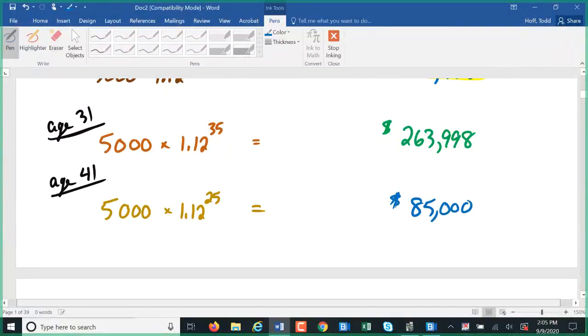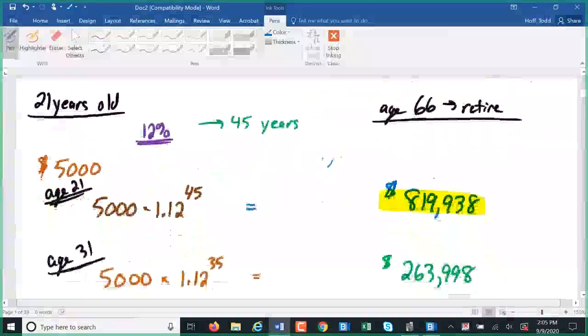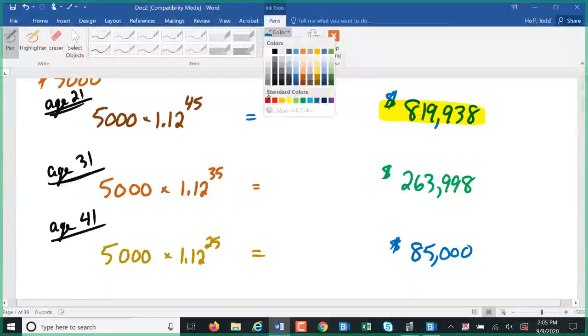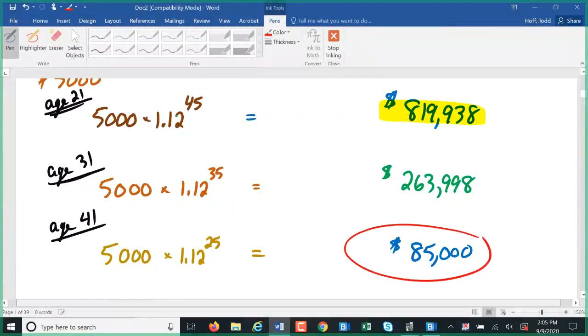Now let's look at that. It is exactly about 1/9, basically a 10th that you'll get. If you wait till 41, you'll get about a 10th of the amount you would have if you invested it at 21. There's a lot of power in being young.